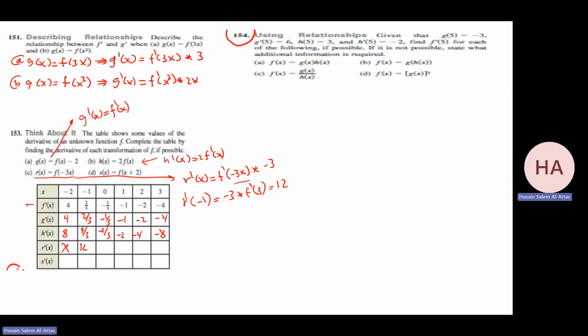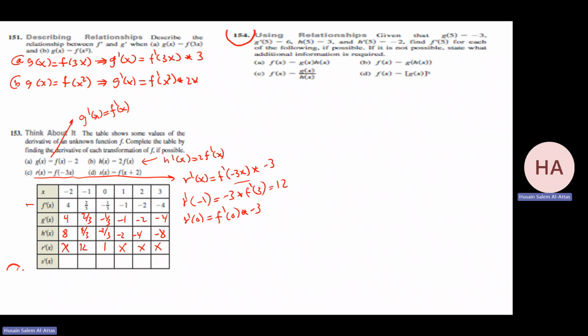At 0, r prime at 0 will be f prime at 0 times -3. What is f prime at 0? It's -1/3 times -3. That will make it 1. The rest I cannot find. F prime of -3 I don't have. -6 I don't have. -9 I don't have.